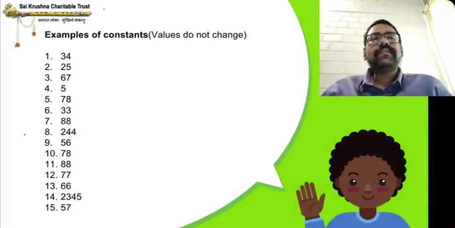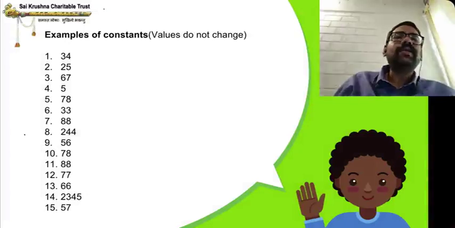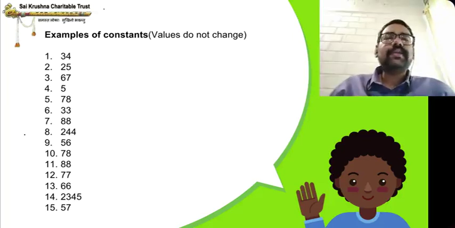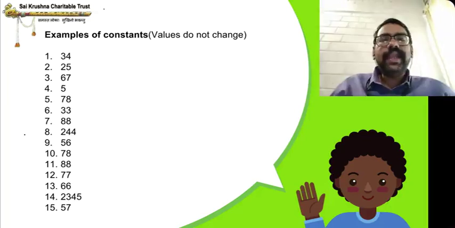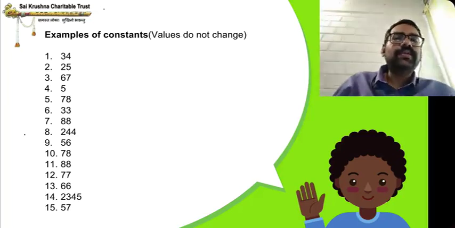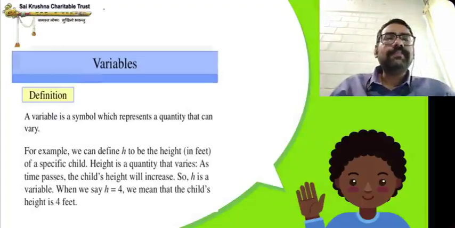Some examples of constants. I told you, no? Constants are values that do not change. They are always constant, fixed. What are the examples? 34. 34 is a constant. It will not change. 25. In the same way 67, 5, 78, 33, 88, 244, 56, 2, 3, 4, 5, 57. All these are constants. The value will not change. These are examples of constants.